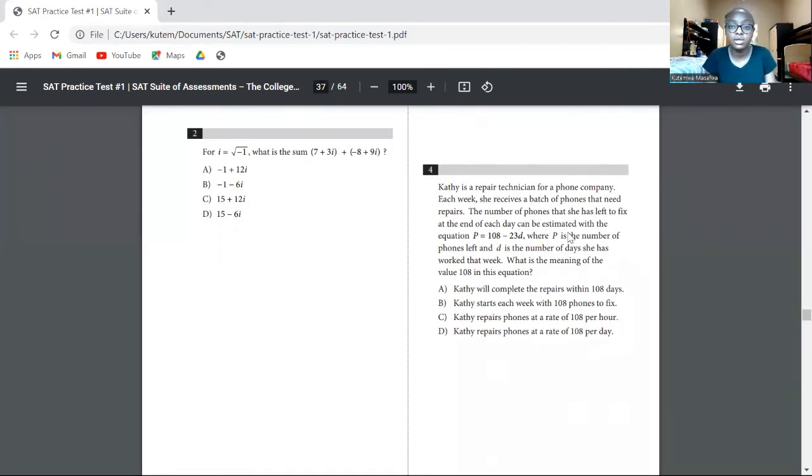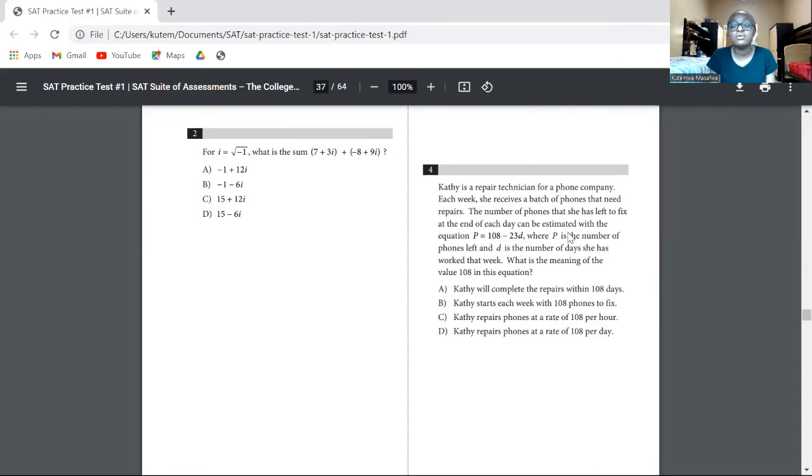Kathy is a repair technician for a phone company. Each week she receives a batch of phones that need repairs. The number of phones that she has left to fix at the end of each day can be estimated with the equation P = 108 - 23D, where P is the number of phones left and D is the number of days she has worked that week. I hope this seems familiar.